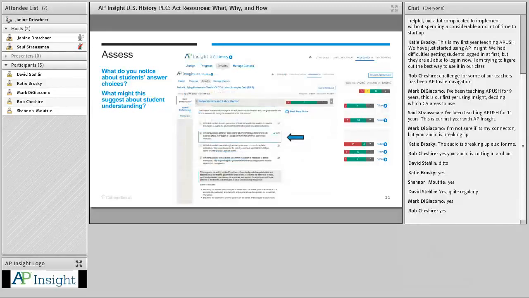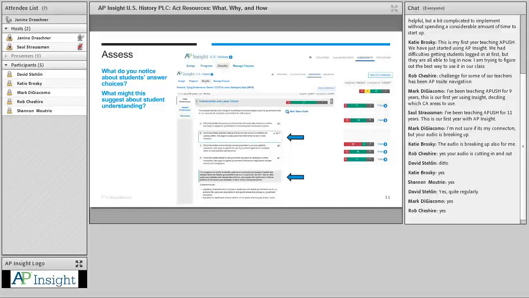You would click on a particular question, and it brings up the question as well as the correct answer, and there you can see how many students chose each answer. And then an explanation is provided as to what it suggests about the student's understanding for those who've gotten the correct answer.